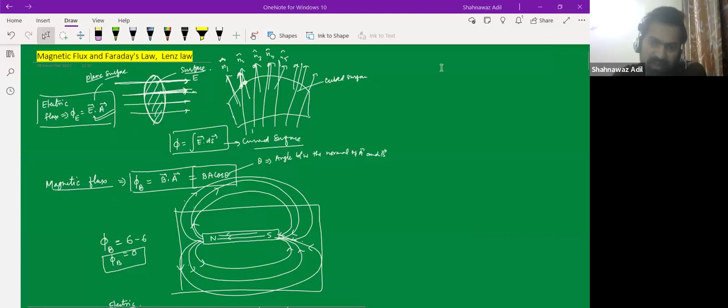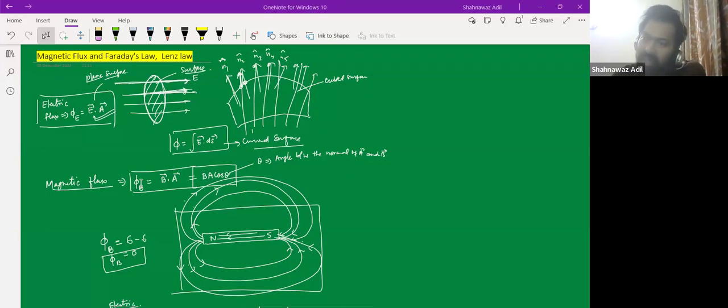...was electric flux. And what was the electric flux? This was E dot A. So similarly, we have magnetic flux, which is B dot A. So this is BA cos theta. So this is the magnetic flux, and this is very important in generating induced current or induced EMF. We can generate the induced EMF by changing the magnetic flux, right?